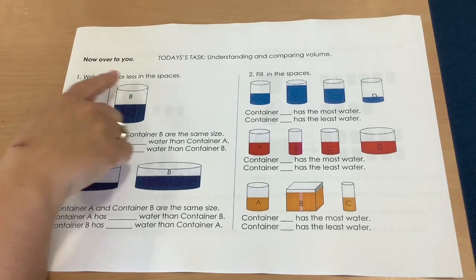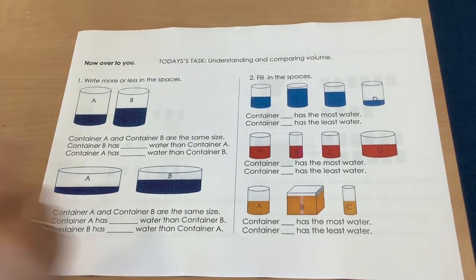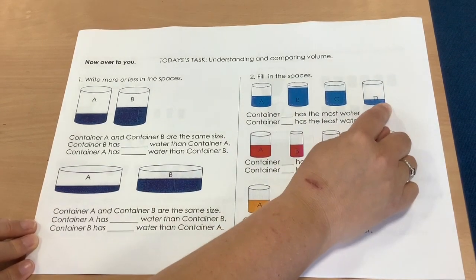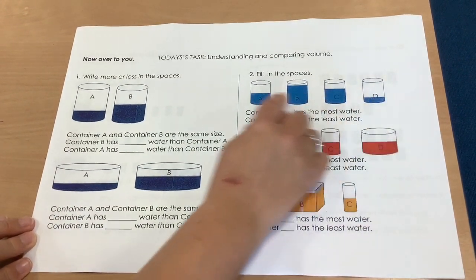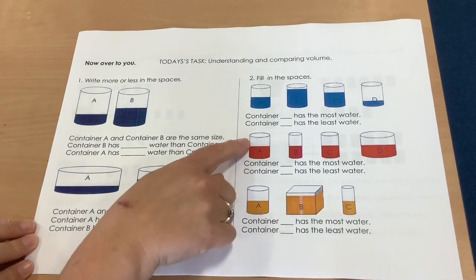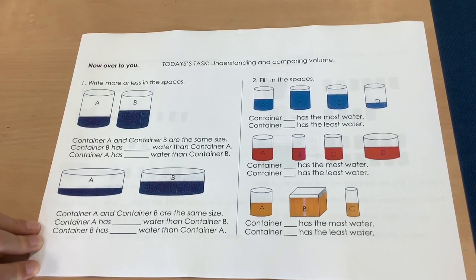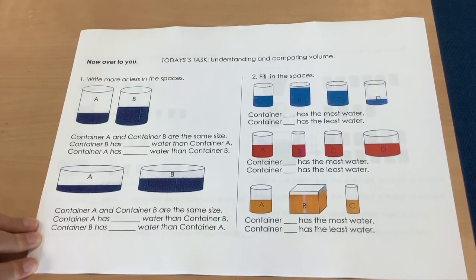So today's task, we have a variety of containers with different volumes of fluid in them, and you have to write more or less in the spaces, so you're comparing them here. Here we have some, again, containers that are the same with different volumes of water, and these 2 questions you have to look at the containers as well as the volume to work that out, but you have to write more or less in all of the spaces.